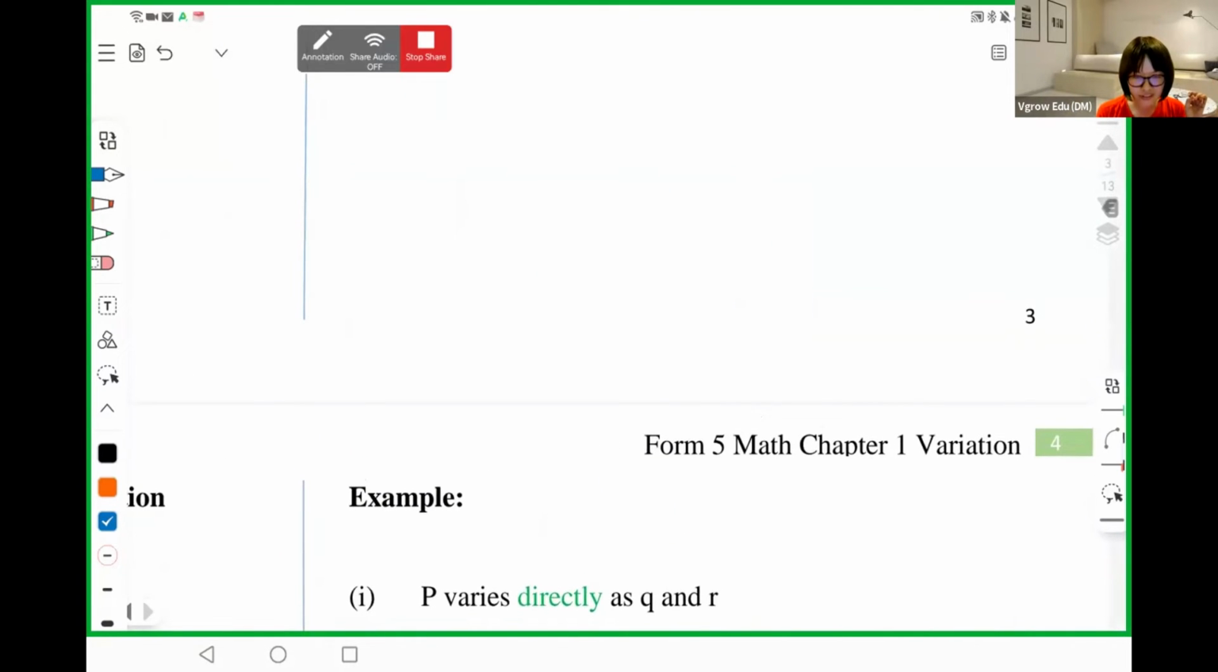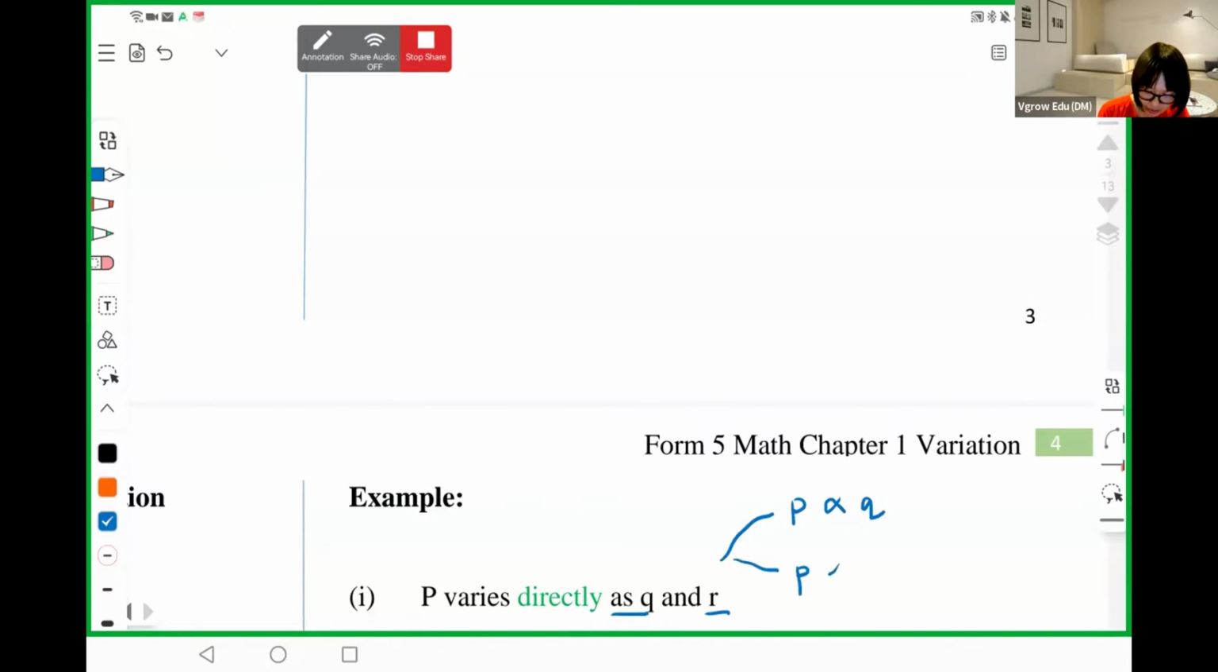Okay, here. You can see the last sentence there, right? P varies directly as Q and R. There are in total how many variables? 3 variables, right? P, Q, and R. So if you want to partition it, separate, we have two types of relation here. So P varies directly as Q.